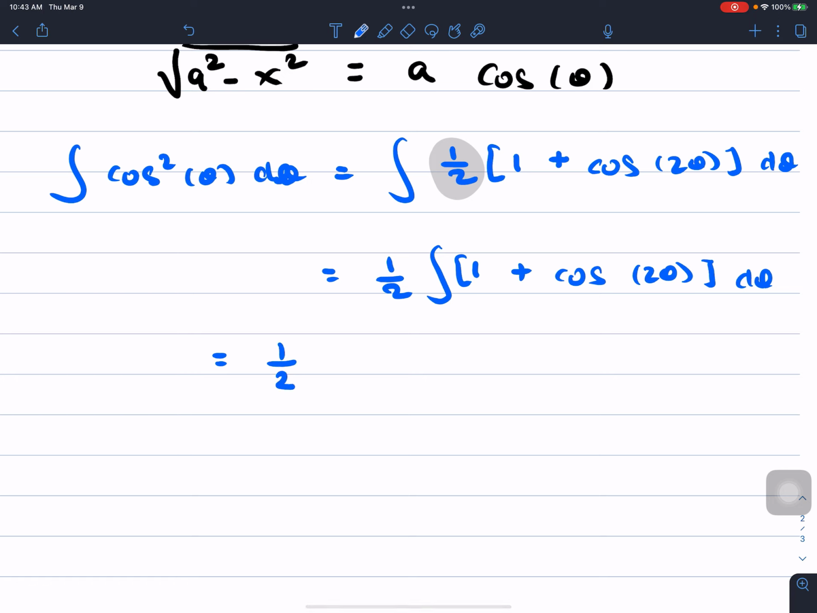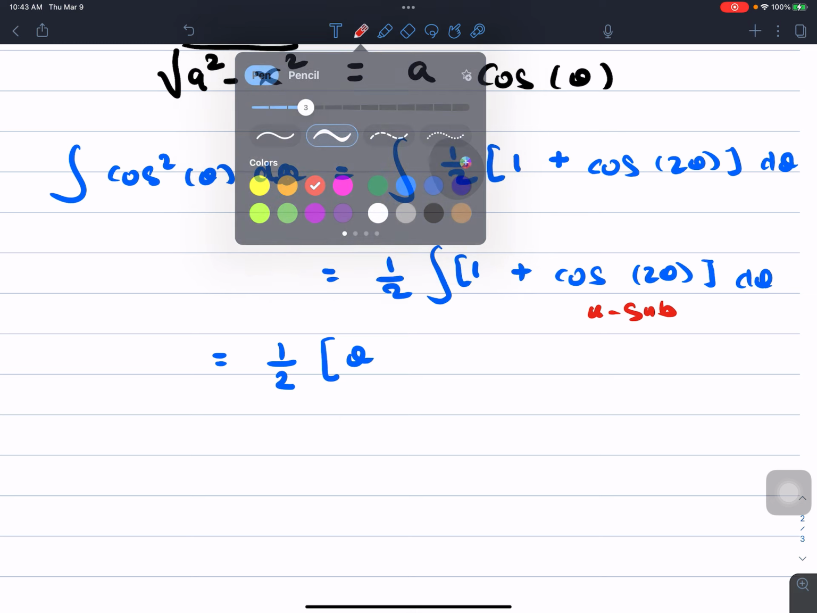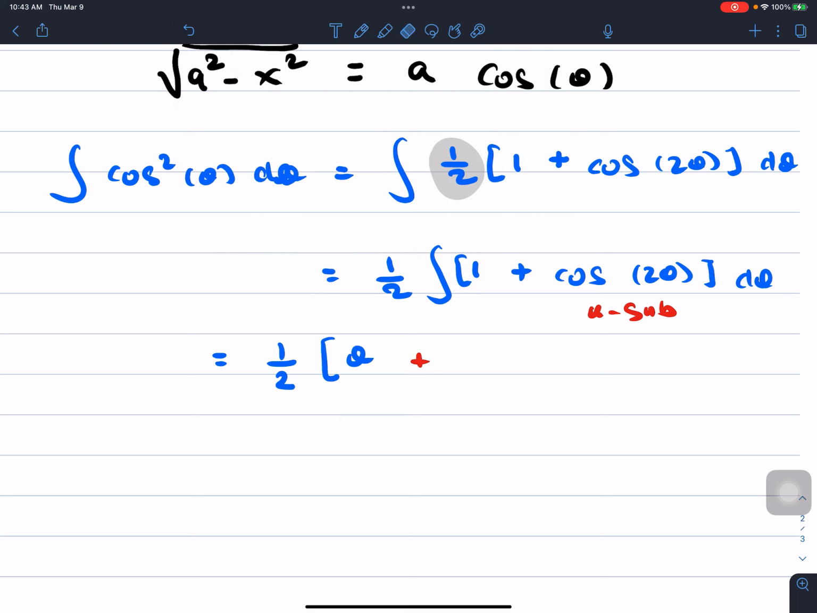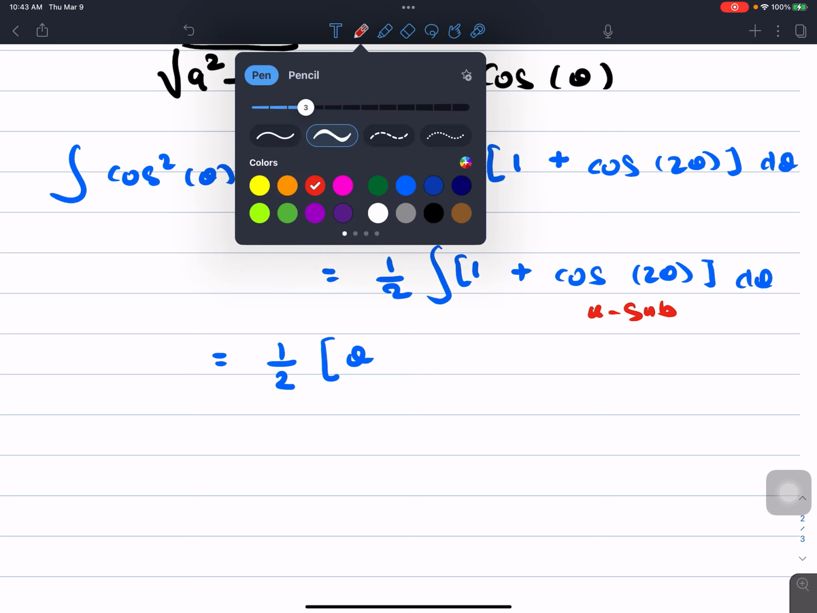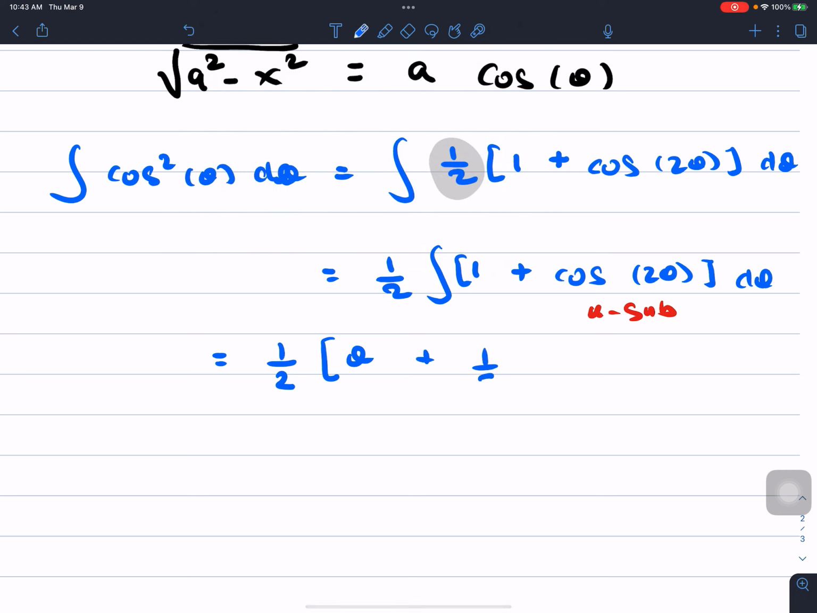And you want to know what this gives you? What does this give you? 1/2 theta. Can you integrate cosine double theta? What do you guys use? What is it called here? U sub. Okay. What does that give you? You guys know that integral? What's that one going to be? That's 1/2 sine double theta.